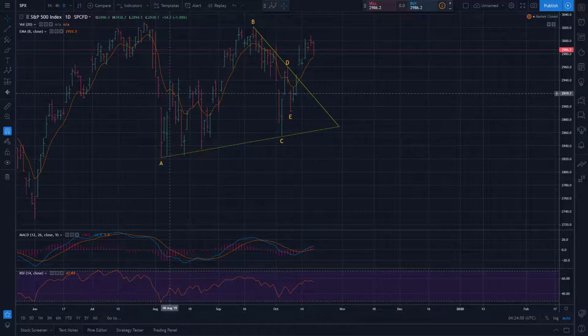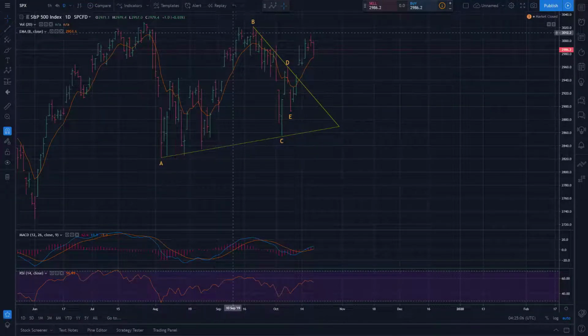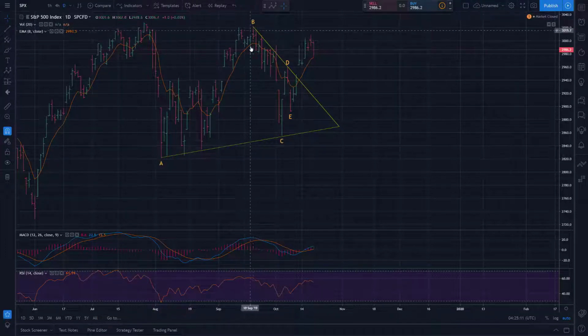Now within the B, we had this complexity. So an A, triangle B, C for the overall B wave. That was a pretty tricky pattern in real time to watch and anticipate.